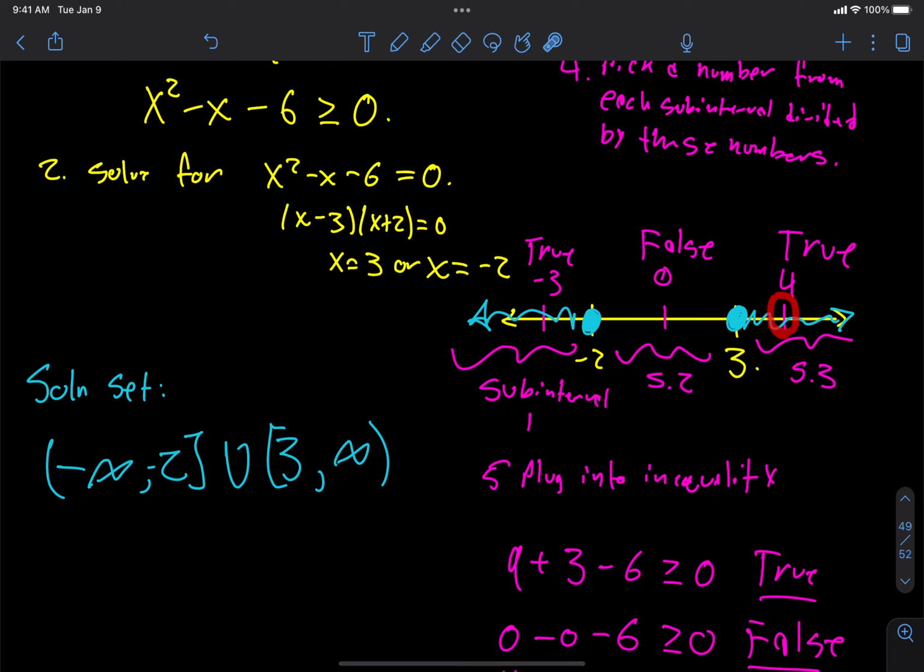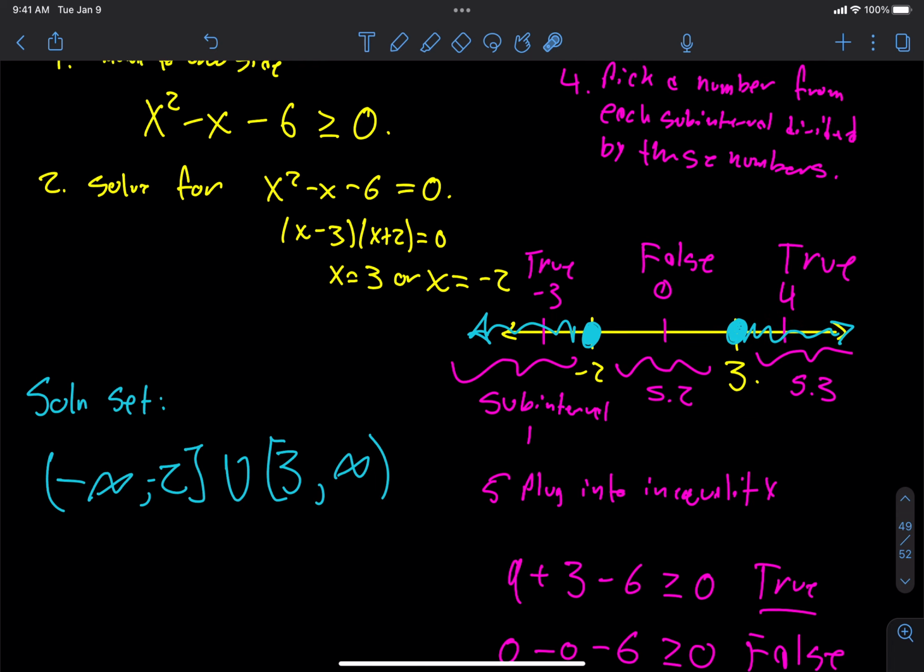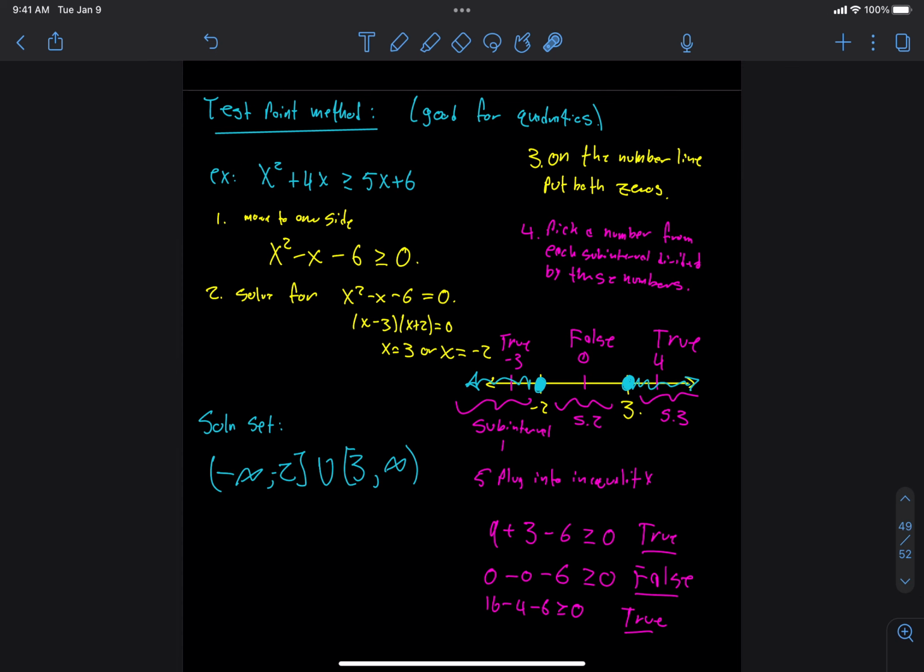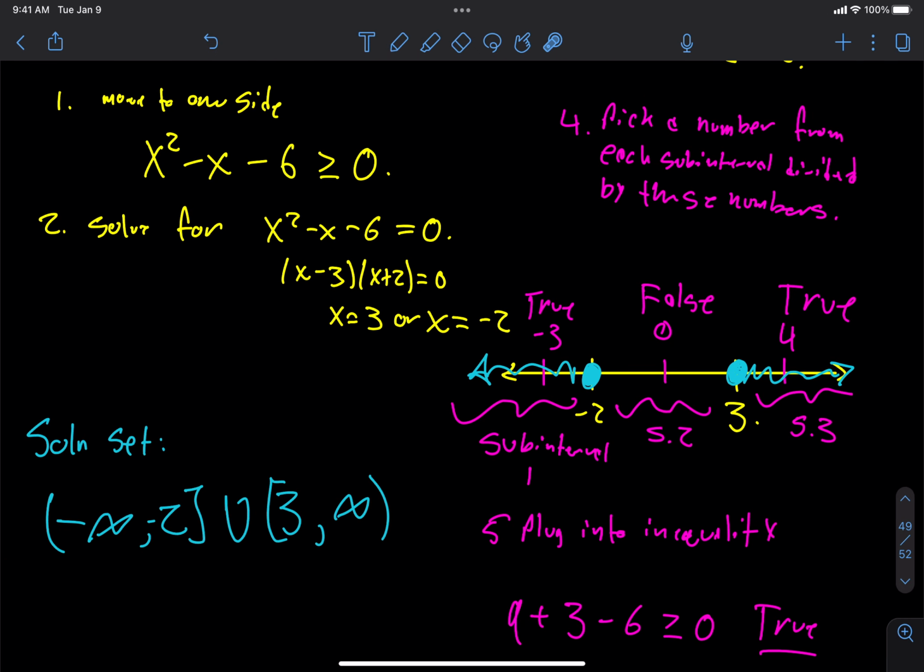4, again, it's a little bit bigger than 3. So that's where those numbers came from. I'm just checking each region because I know that at -2 and 3, these are the only places where the inequality is actually strictly equal to 0.